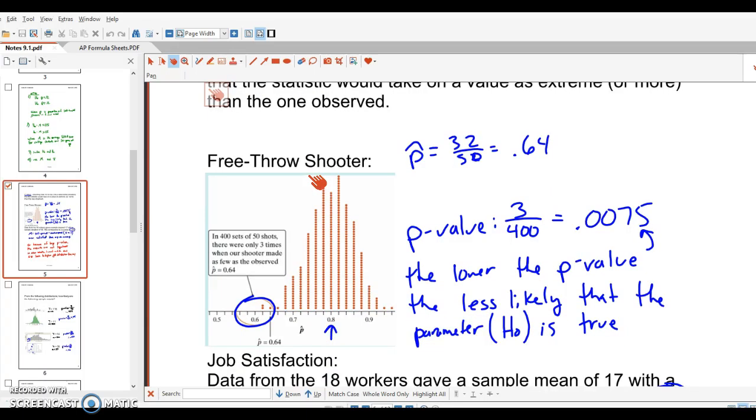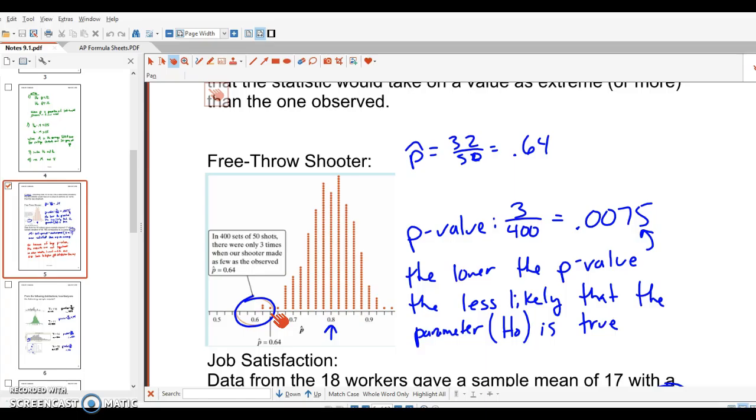So for the free throw shooter, one example that was simulated, into the computer went the idea that someone had an 80% average free throw proportion. Okay, 500 sets of 50 shots each were simulated, and then the dot plot was created. And we look and compare what our example player did versus what the simulation shows.